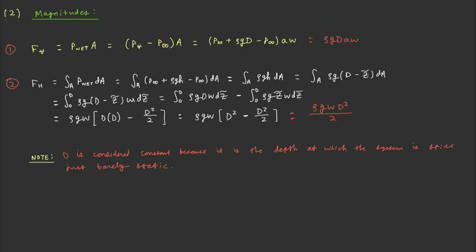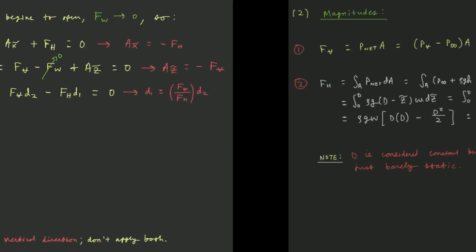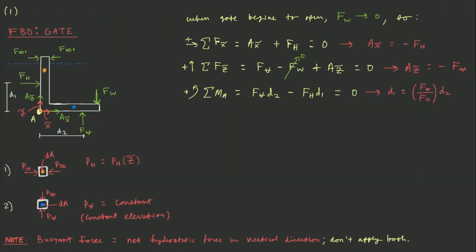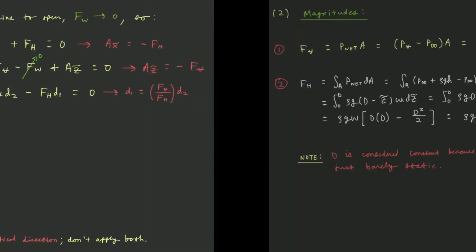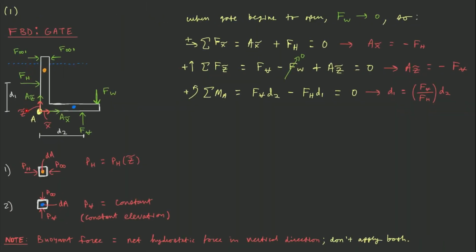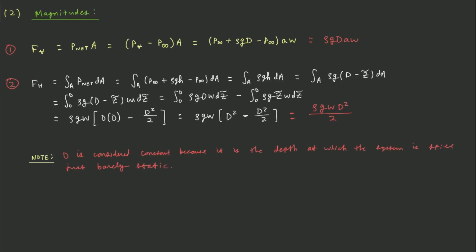What we need to find next are the magnitudes of the net hydrostatic forces, so Fv and Fh, the combined effects of hydrostatic pressure and atmospheric pressure on the respective faces. So for Fv, which is the force on this bottom face right here, it's just equal to P net times A. And again, we've gone over that P net is constant. It's just PV minus P infinity, which is P infinity plus rho g d, because d is the depth at which that face exists. This depth right here is d. So that P net is PV minus P infinity, which is P infinity plus rho g d minus P infinity.